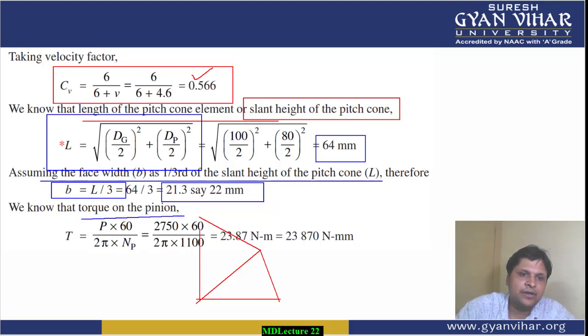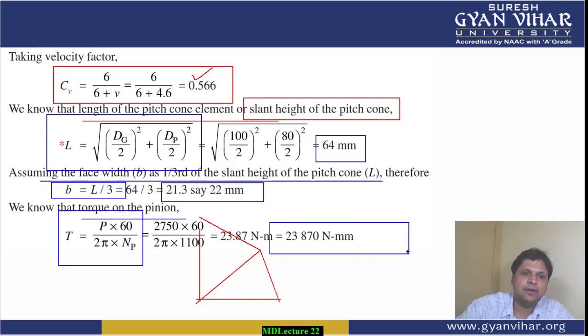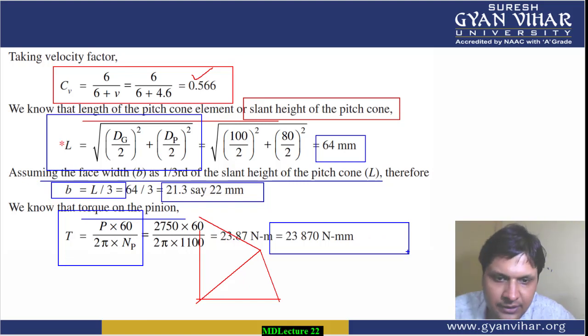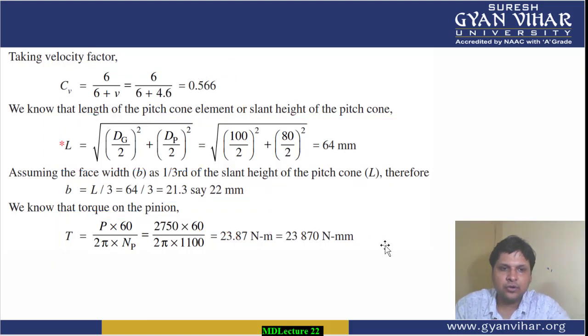The torque on the pinion will be how much? The torque is calculated in this way: T is equal to P into 60 upon 2 pi n. This will give you the value of torque transmitted on the pinion as 23870. So torque we have calculated.